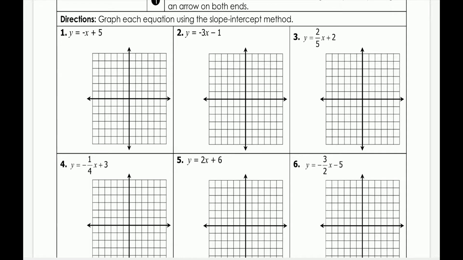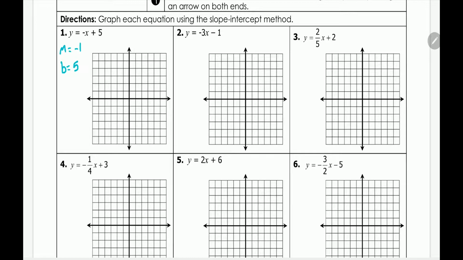So let's try number 1. If we look at this, it looks like it is already in slope-intercept form. So let's determine the slope and the y-intercept. The slope would be equal to -1, and the y-intercept, in other words, b, would be equal to 5.